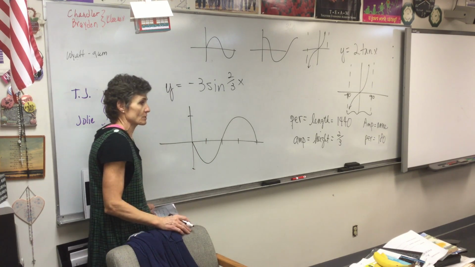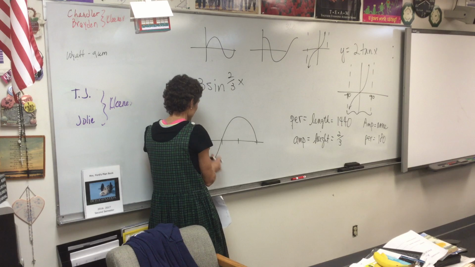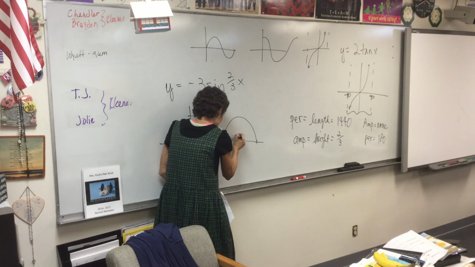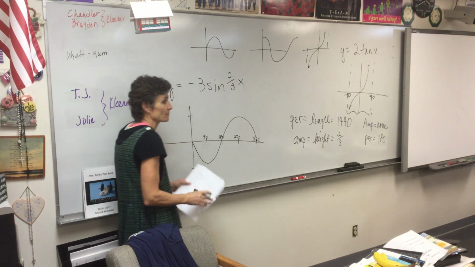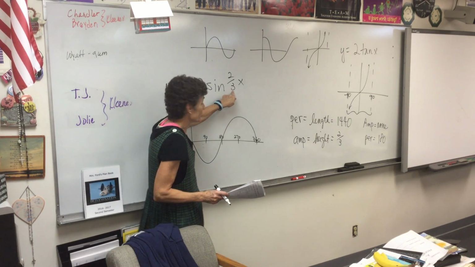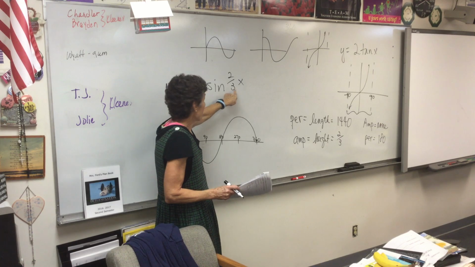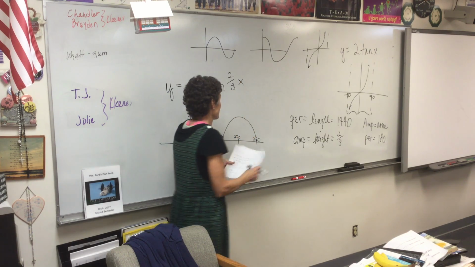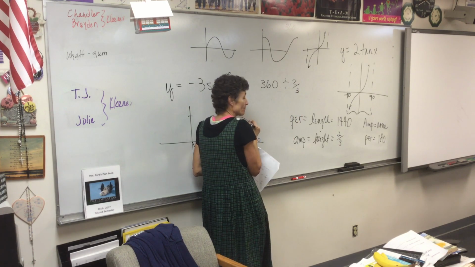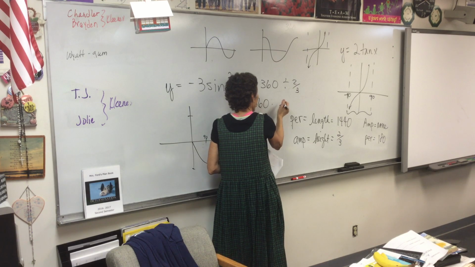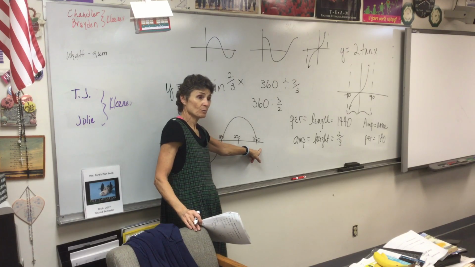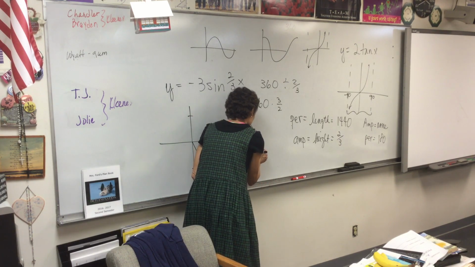All right, so help me with the labels. These labels are supposed to be 90, 180, 270, and 360. That's what they're supposed to be. But I've changed that, haven't I? What did I do? I put in a 2/3. That number divides 360. So 360 divided by 2/3 is 360 times 3/2. So that end number is not 360, it's 540.